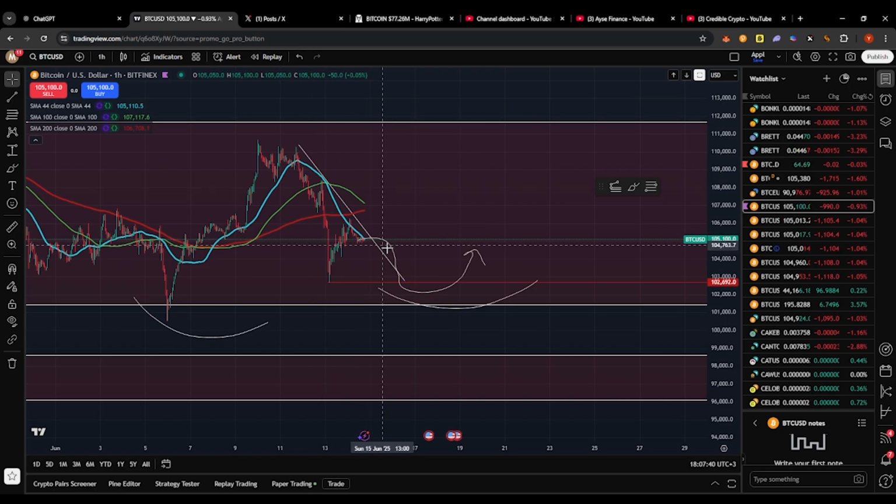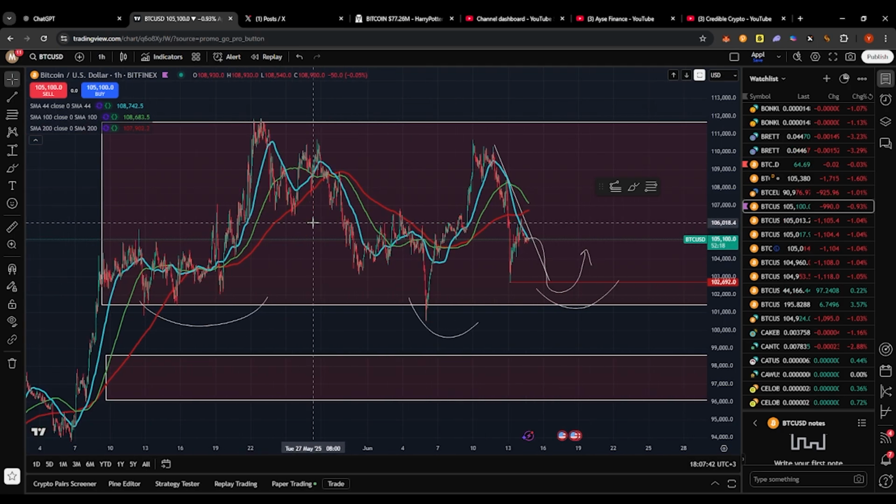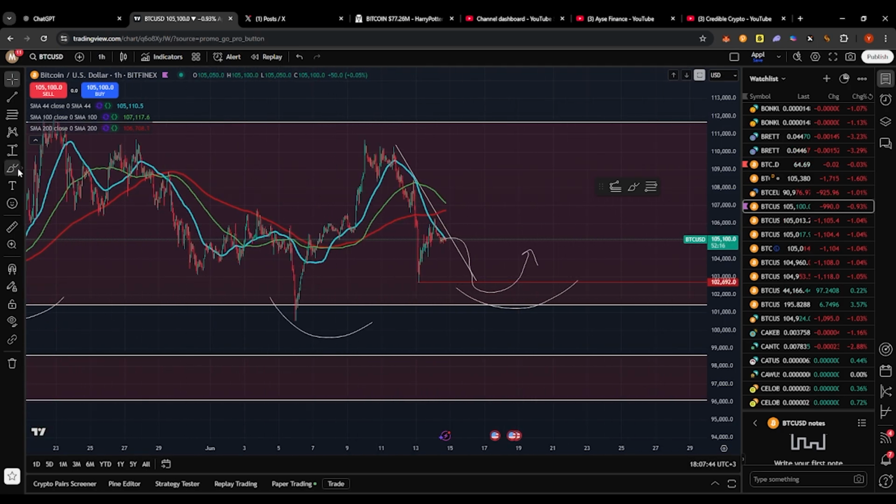We still have a lot of moving averages to get over. So right away, the pressure is on the downside because we are under the moving averages. We don't have the support of the moving averages. We have the pressure towards the downside. We have the trend towards the downside. So we can expect a rollover.